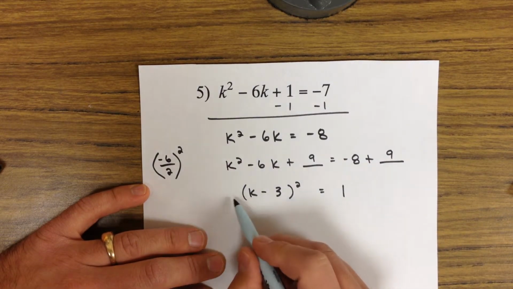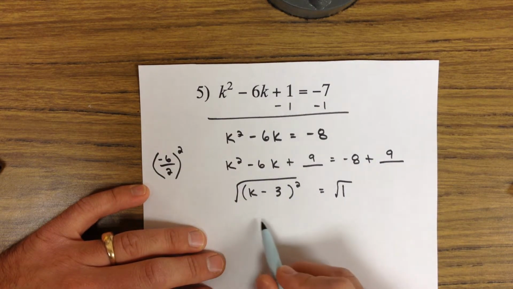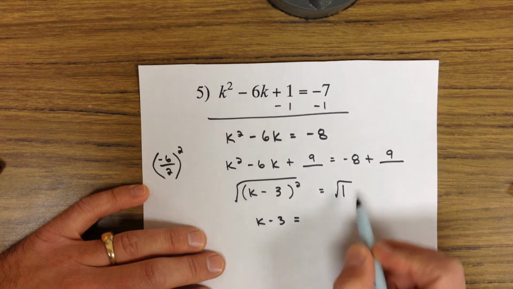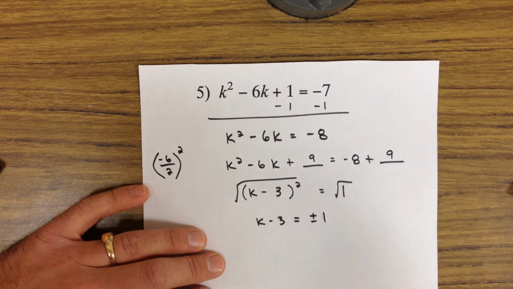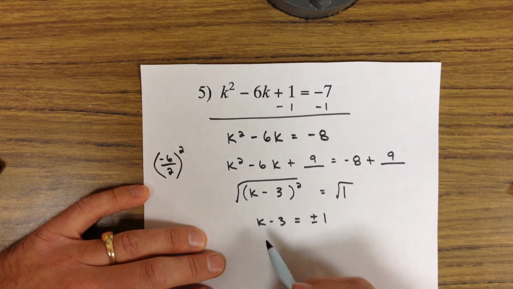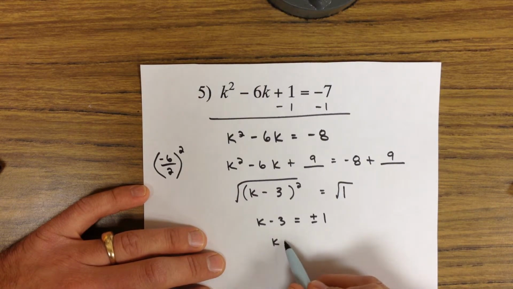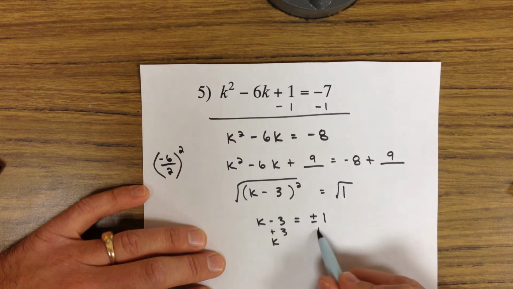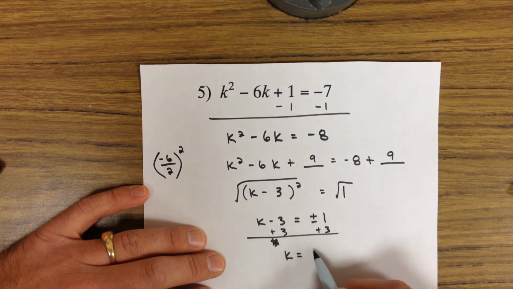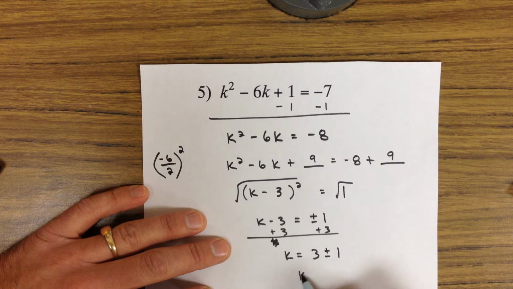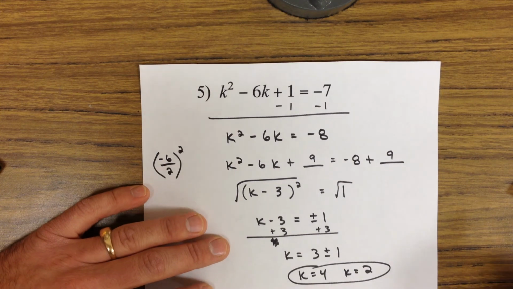Then square root. It's going to be positive and negative 1. Radical 1 is actually a perfect square. All right, it's 1 and negative 1. So when I add 3 to both sides, I end up with k equals 3 plus or minus 1. So 3 plus 1 is 4. 3 minus 1 is 2. So 4 and 2 are your answers.